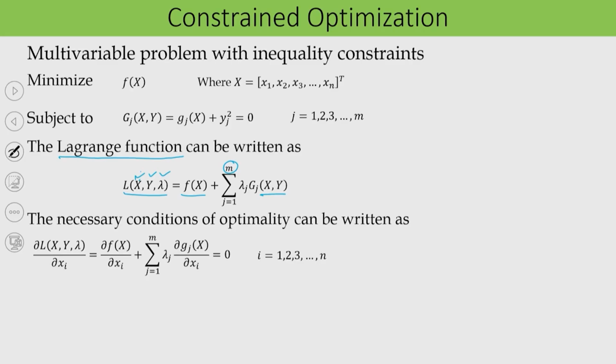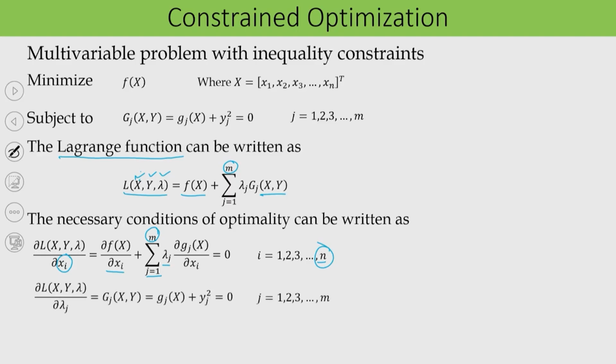The first equation is the derivative with respect to x_i. We have a total of n variables, so we get a total of n equations here. What is this? del L by del x_i is equal to del f by del x_i plus the summation over j equal to 1 to m of lambda_j del g_j by del x_i, which is equal to 0. So, we are getting a total of n equations here.